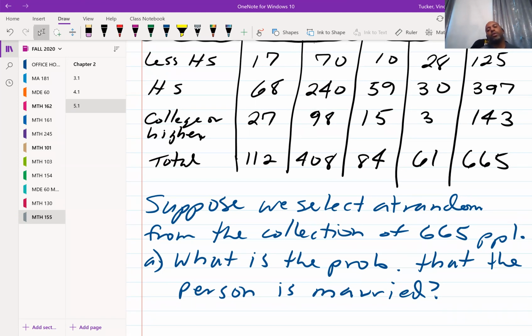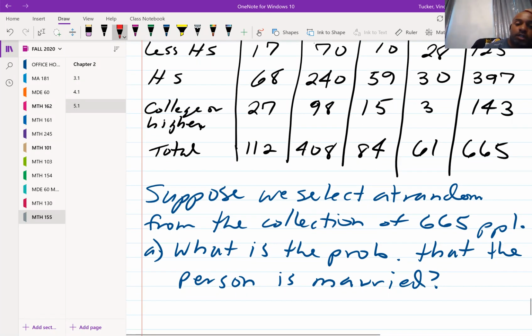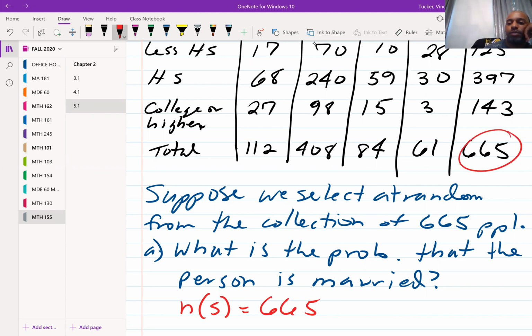All right, so the first question pertaining to the chart. Suppose we select at random from the collection of 665 people. What is the probability that the person is married? As always, we want to establish our sample space, that's our total number of possible outcomes. So that's going to be 665. That's our total number of people.